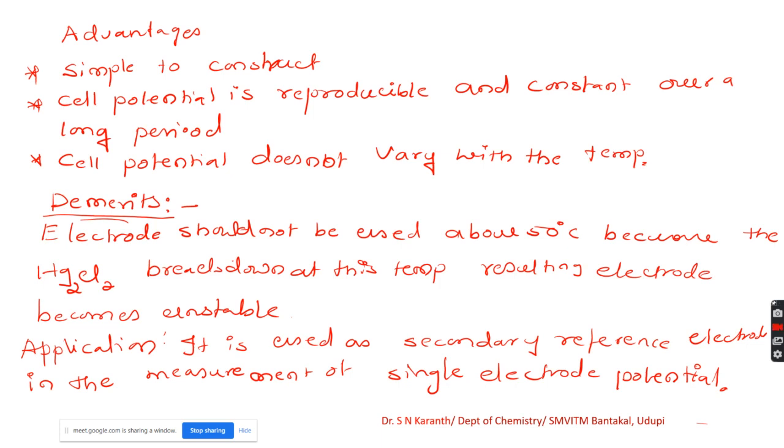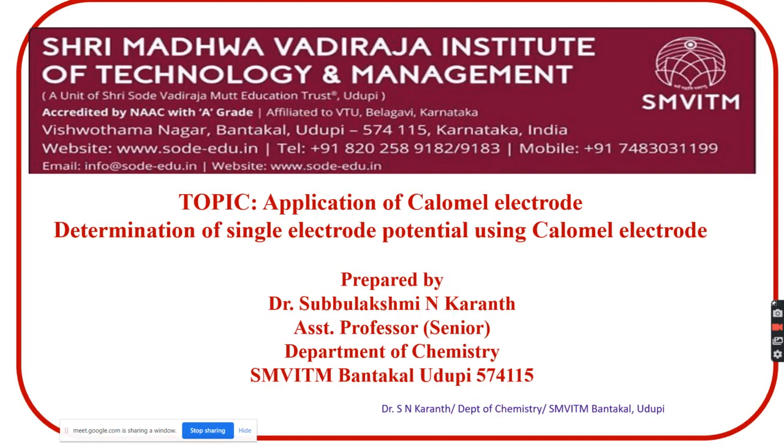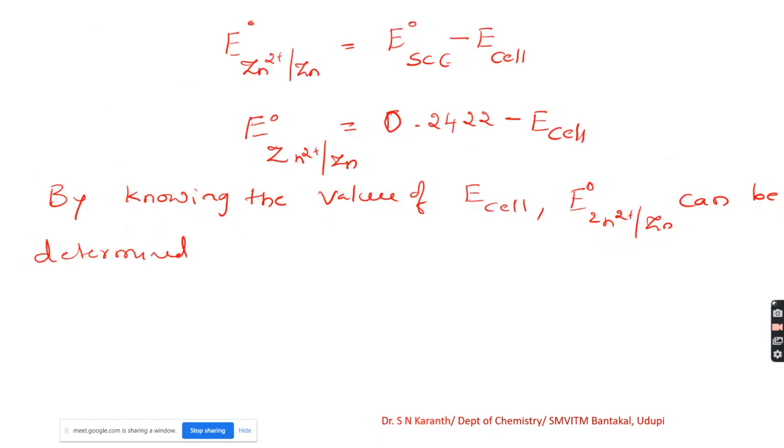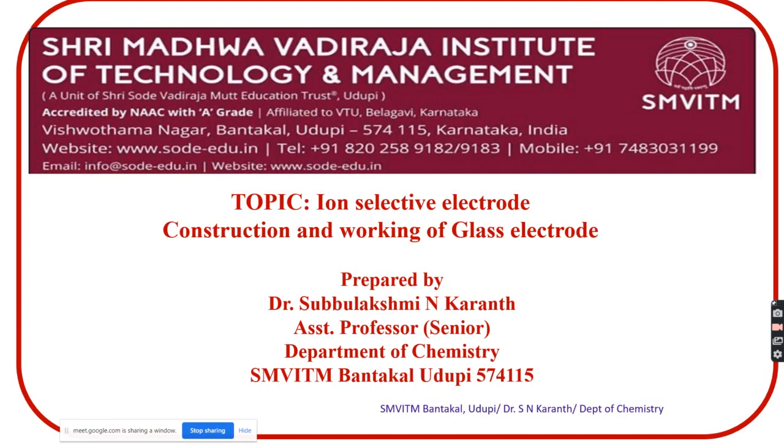Demerits: if it is used above 50 degrees, the electrode may become unstable. It is used as a secondary reference electrode while measuring the single electrode potential of any other electrode. To determine the single electrode potential, that electrode is connected to the Calomel electrode through a voltmeter, and EMF is determined by the potentiometric method. By using the standard equation EMF equals E cathode minus E anode, we can determine the electrode potential of any electrode by knowing the value of Ecell and the electrode potential of the Calomel electrode. Then ion-selective electrode.